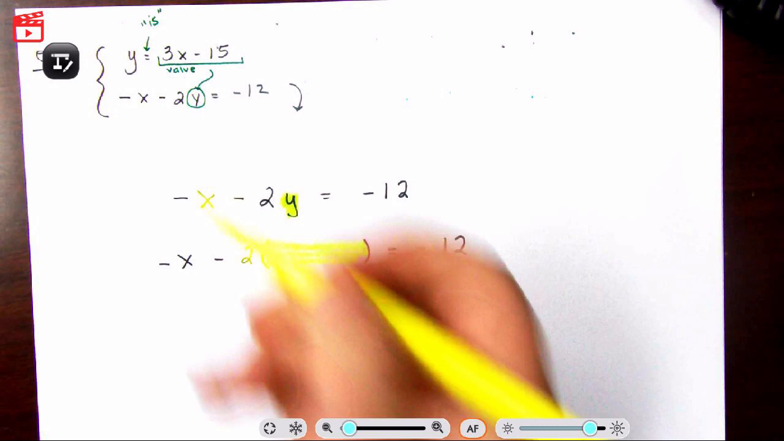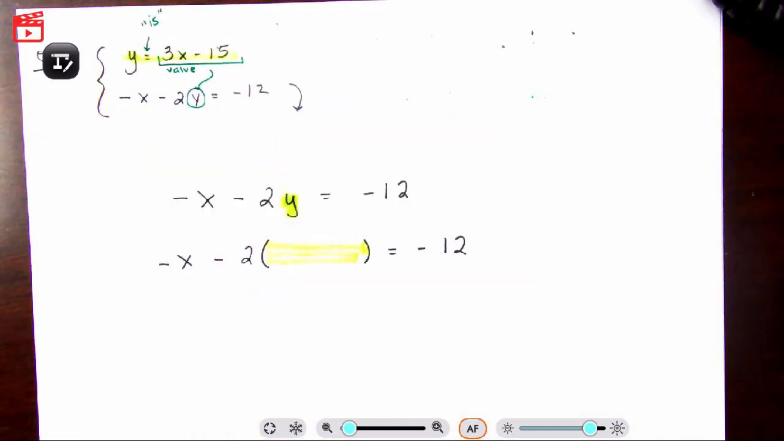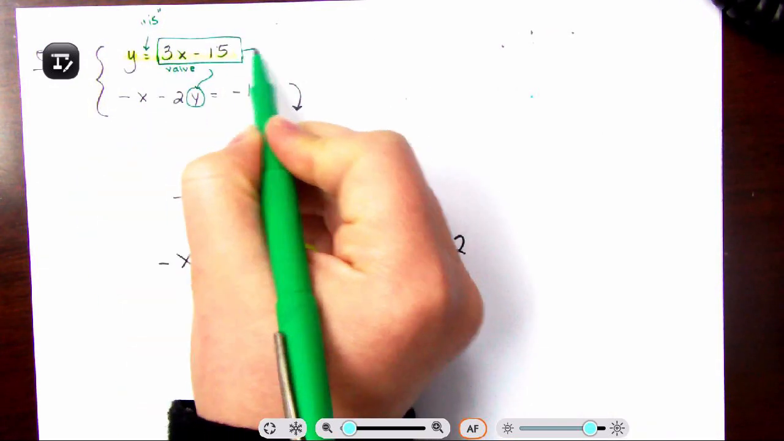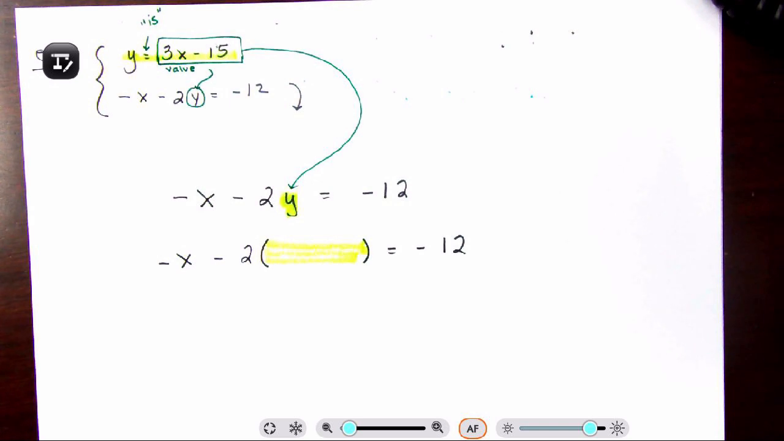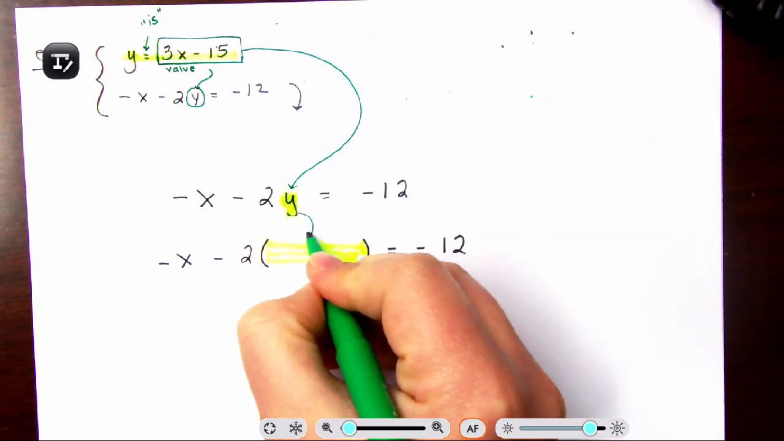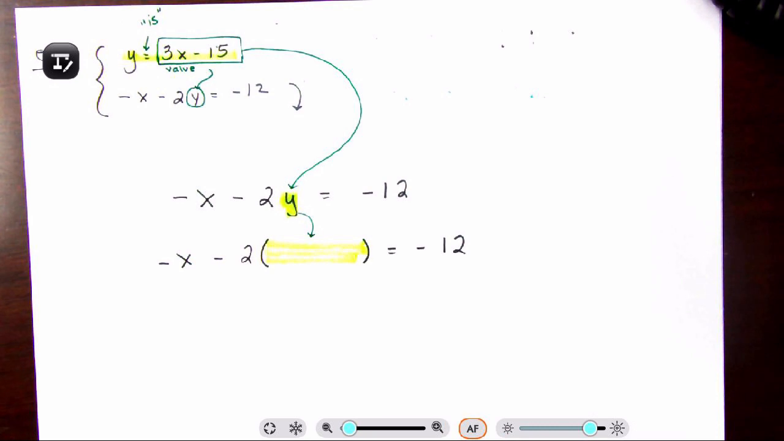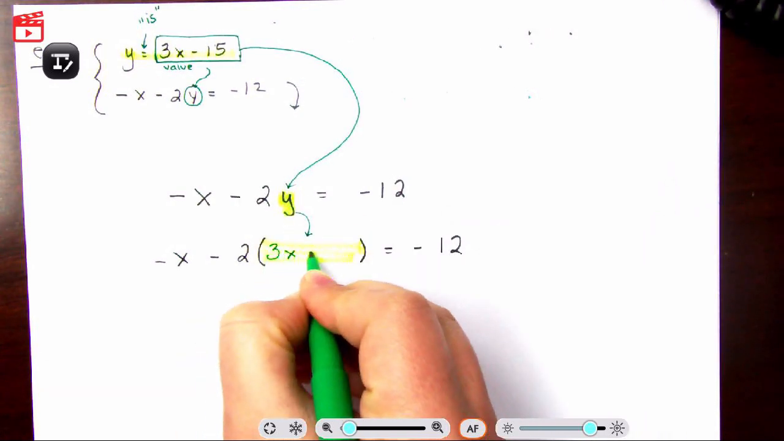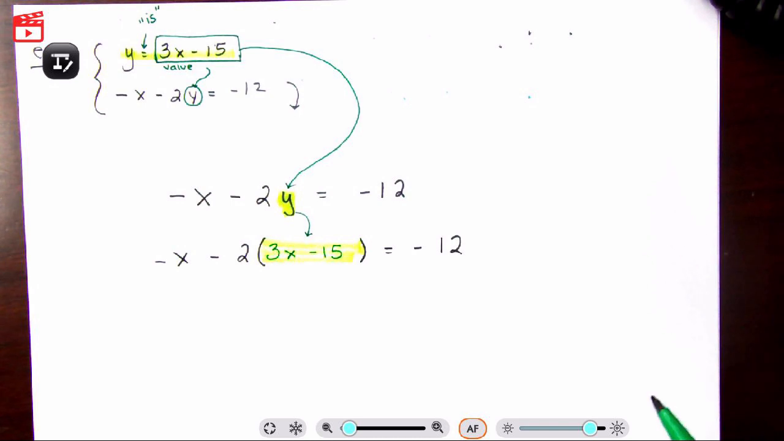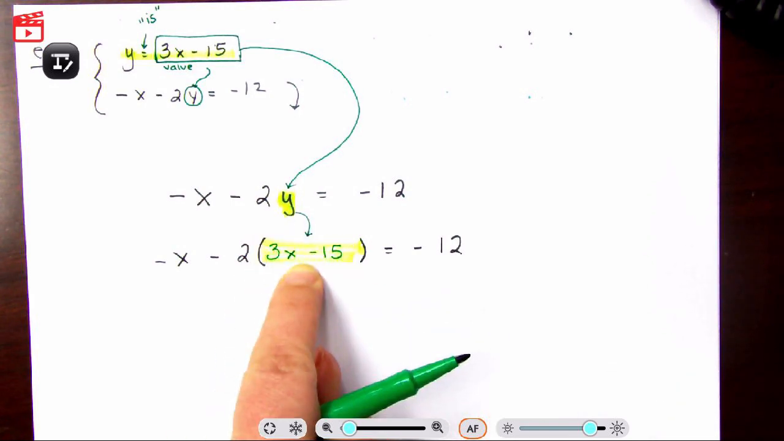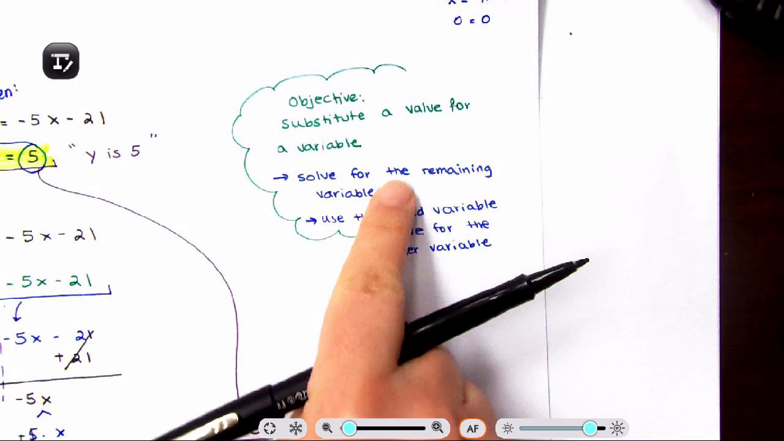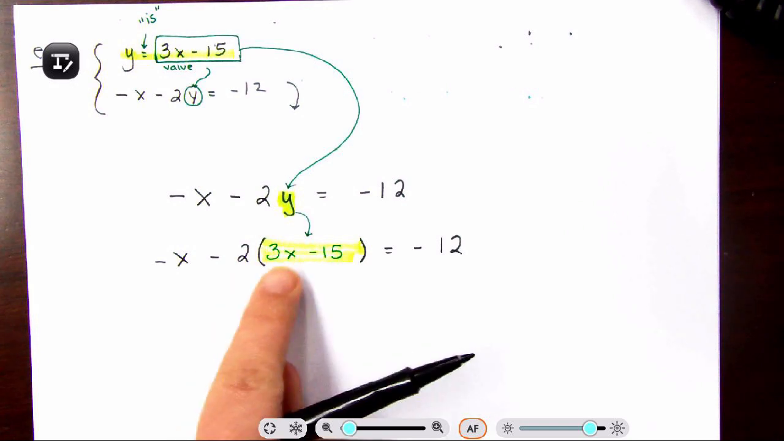Y is this part right here. Well, what is y? Here, y is 3x minus 15. So I am going to take that 3x minus 15 and bring it to y, because that is what y equals. And then I'm going to put it inside of my parentheses. Now, it's super important to put it inside parentheses because you're going to have to distribute most of the time, the majority of the time. So you're going to have 3x minus 15 in place of y. We substituted that value. Okay, so now we continue solving. Now we are solving for the remaining variable, which is x.